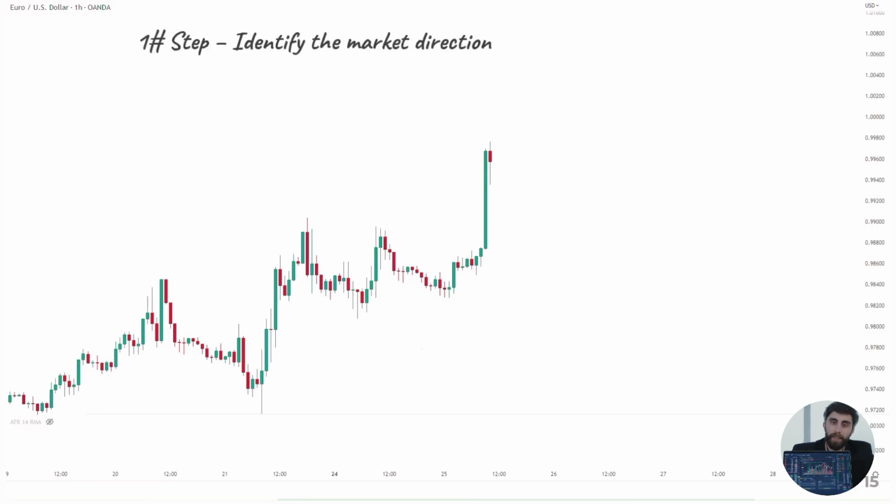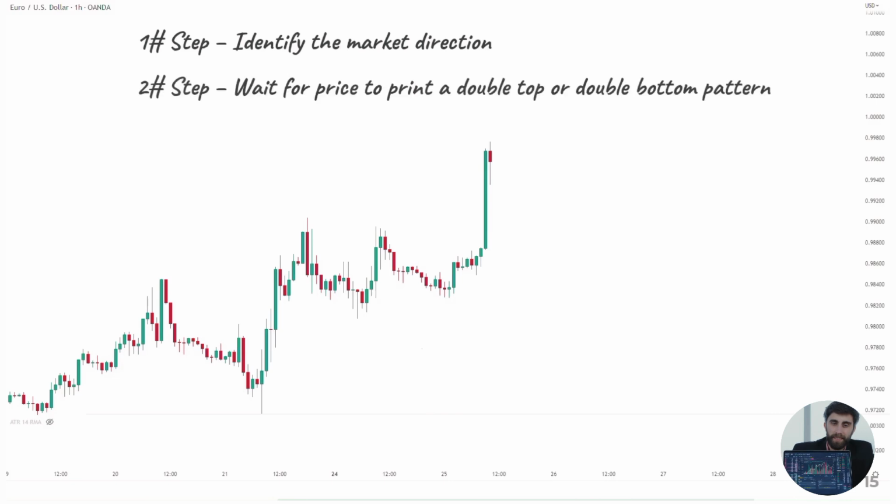In the first step, we identify the direction of the trend. Then wait for the market to make a valid double top if we are in an uptrend, or a valid double bottom if we have a downtrend. Here in the Euro-Dollar 1-hour time frame, we can see that we are in an uptrend, and the market is making higher highs and higher lows, so we have a bullish bias. Then market made a double top and broke it to the upside.